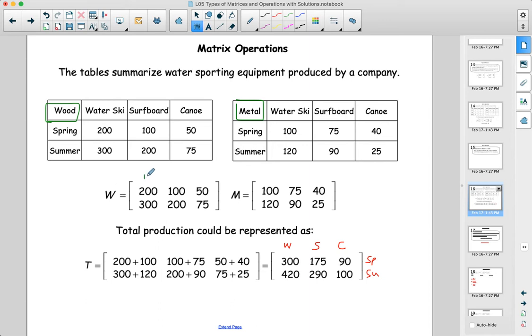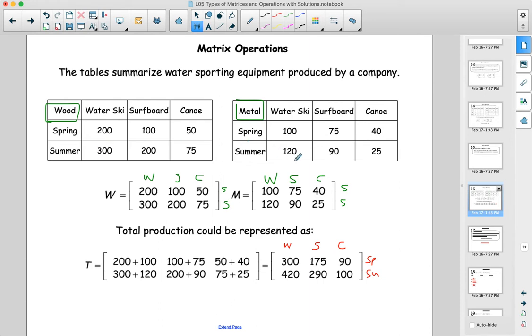Of course, this would be a water ski, surfboard, canoe. This would be spring. This would be summer. Again, this would be water ski, surfboard, canoe. Again, spring and summer. So if you think about us representing total production, this would make sense. If I add these two elements together, it would be the total number of water skis. Adding these two together, total number of surfboards. These two together, total number of canoes sold for the spring.